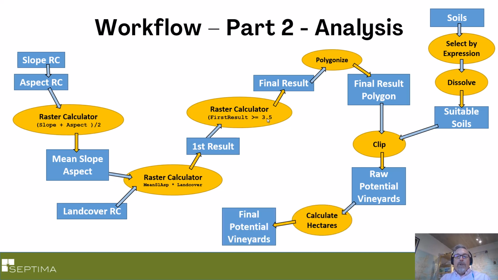The last thing you need to do is incorporate size. So you'll calculate the hectares of each polygon, and you'll then filter that data set for those that are greater than or equal to 1.7 hectares to produce the final potential vineyards data set.